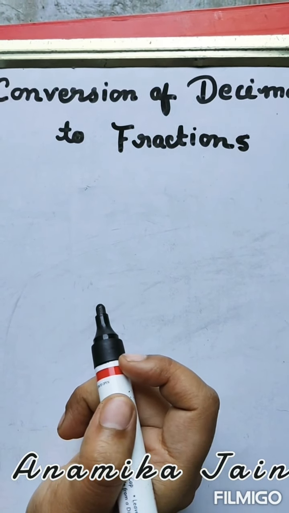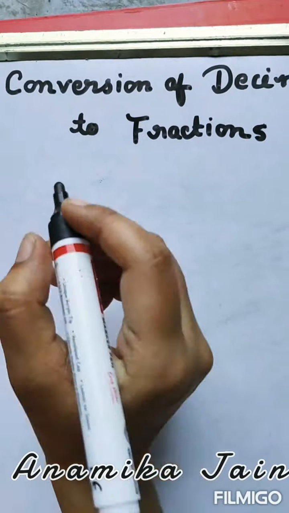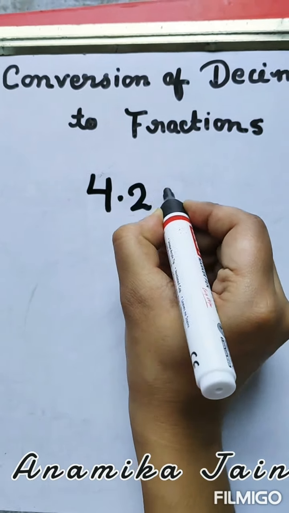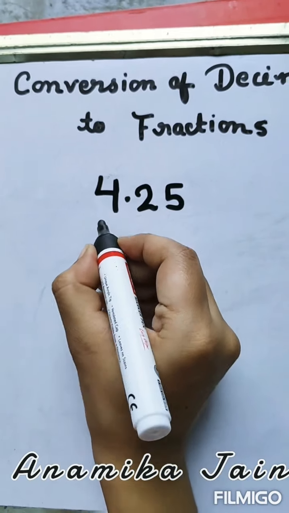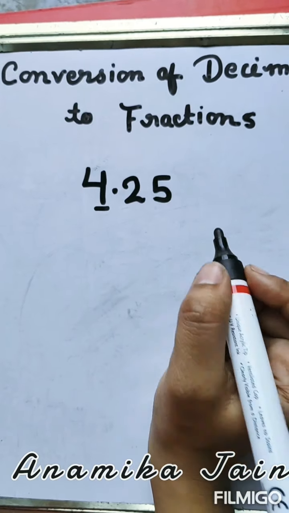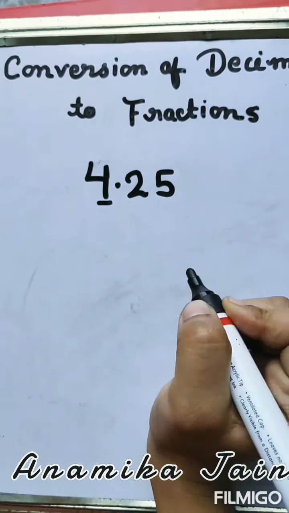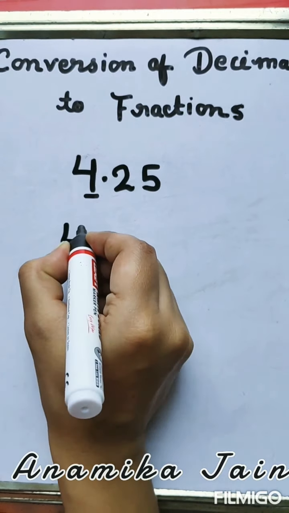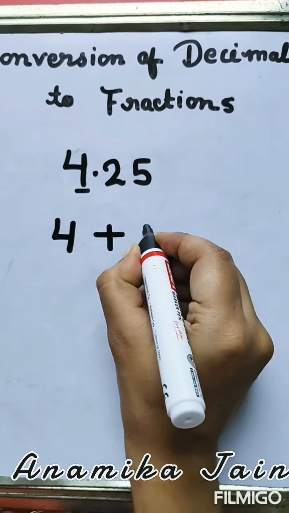Let us see how to convert a mixed type of fraction, meaning a decimal with a whole number. It has a whole part and also a decimal part. How to convert this decimal into a fraction? First, we will split the whole part and the decimal part.